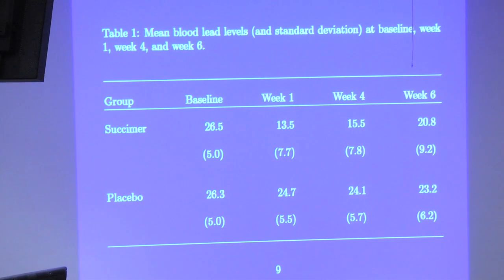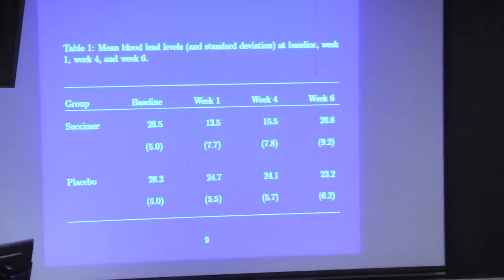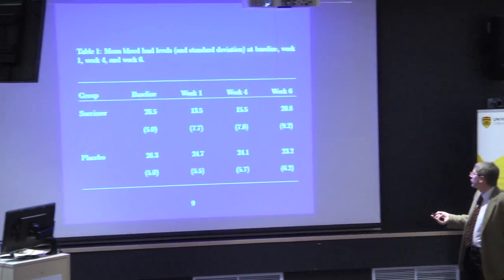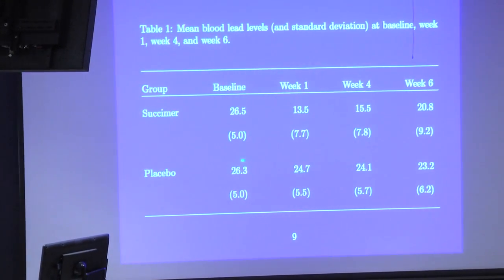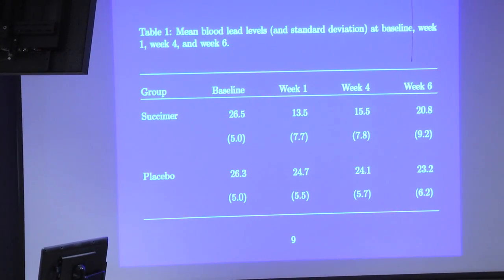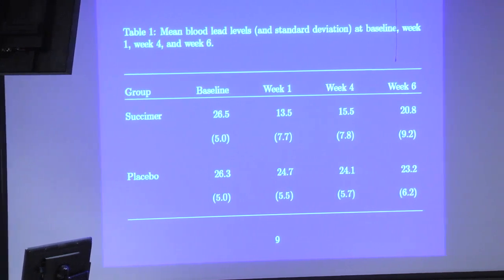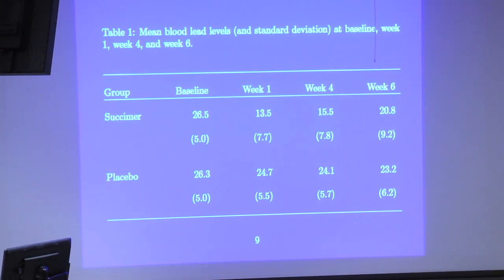We can also do the same in the placebo group. And so if you look at the means in the placebo group, you can see that at baseline it's about 26.3. It's very similar to the mean in the succimer group. And why is that? Just due to randomization. We took 100 children with measured blood lead levels, and then we simply divided them on the basis of a flip of a coin into 2 groups. And so apart from sampling variability, we would expect the means to be very similar.